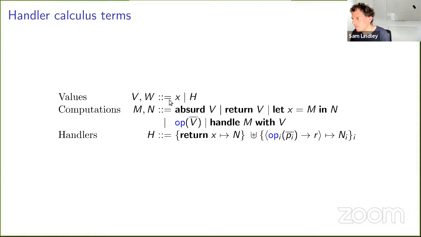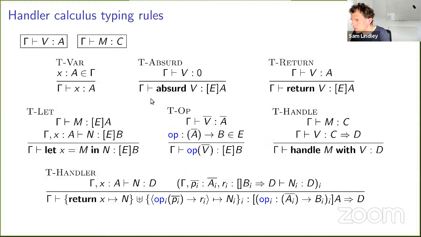Value terms are just variables or handlers. So handlers are kind of first-class things in this calculus. And then computation terms are things that do something. Yeah, and I could have inlined that handler thing up there, but let's look at the typing rules. So I have one judgment for values. Values have value type. Computations have computation type.